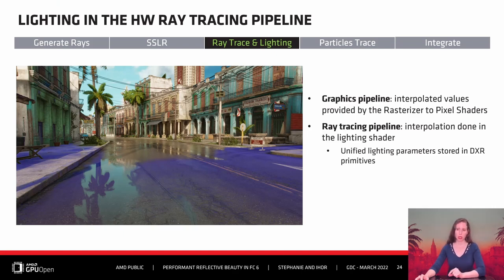Calculating lighting is different when using hardware ray tracing than in the traditional graphics pipeline. In the graphics pipeline, the rasterizer provides the interpolated values to the pixel shaders to facilitate lighting. However, in the ray tracing pipeline, the interpolation is done directly in the lighting shader. That's because the lighting shader operates on primitives, not pixels. For this reason, our unified lighting parameters are stored in the DXR primitives for access by the lighting shader.